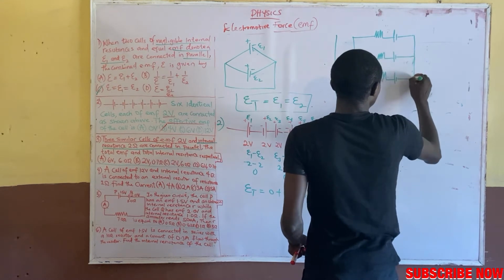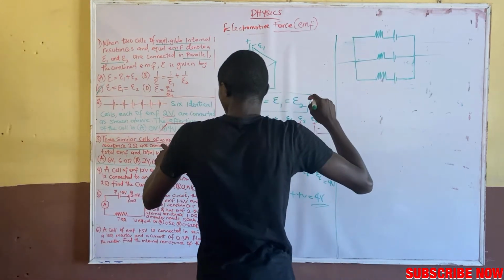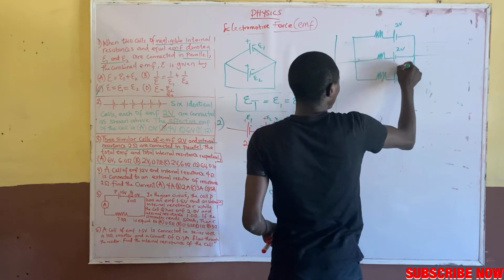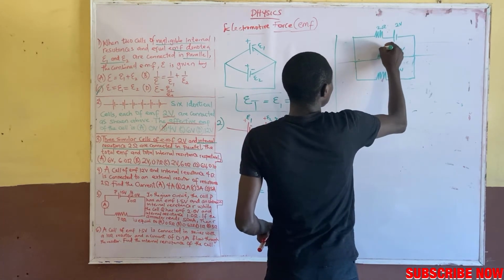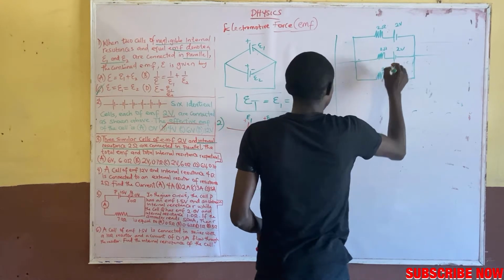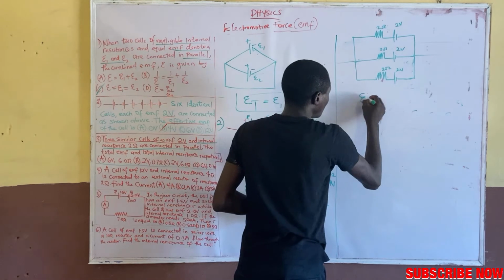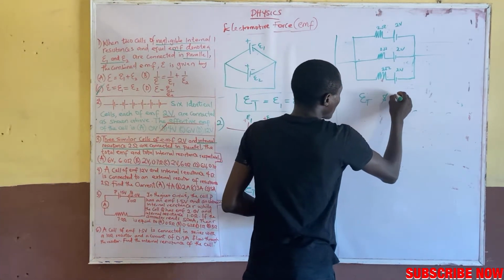So we have something like this. The EMF is 2 volts, 2 volts, 2 volts, and the internal resistance is 2 ohms, 2 ohms, 2 ohms. Now, the question says calculate the total EMF and the total internal resistance.